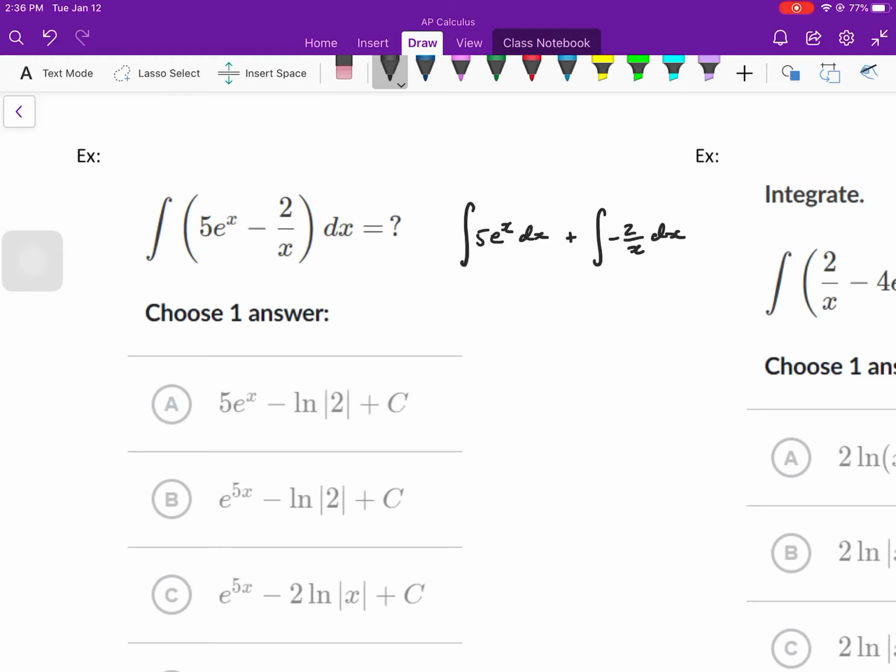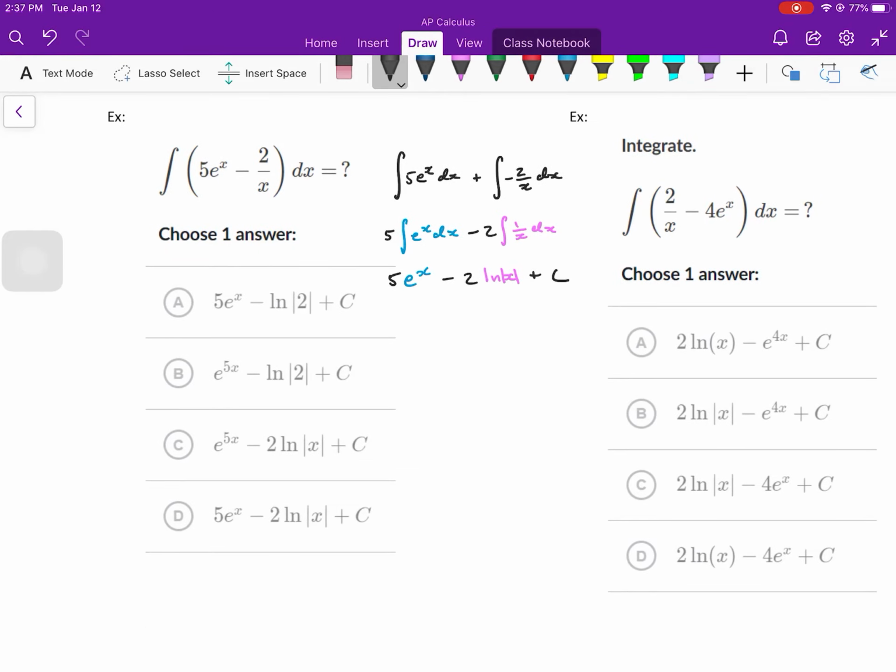All right, so I'm going to go ahead and use the constant multiple rule, bring the 5 out to the front. Bring that -2 out to the front. And then now you can see it. Antiderivative of e to the x is just going to be e to the x. Antiderivative of 1 over x is going to be natural log of x. Don't forget that little absolute value sign there, right? And so we'll just have the 5 in front, -2, and then plus c, and then look for that answer.